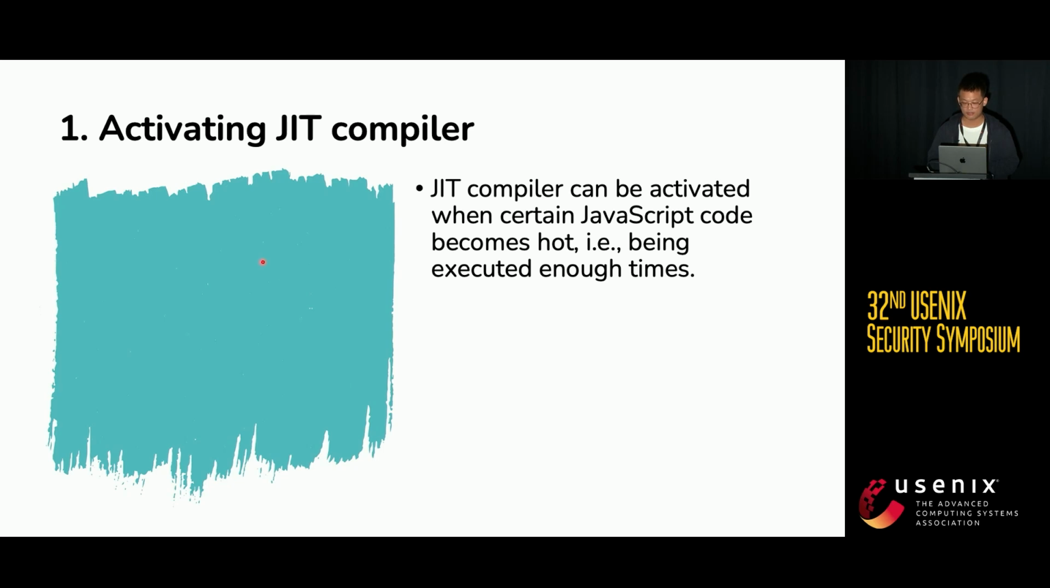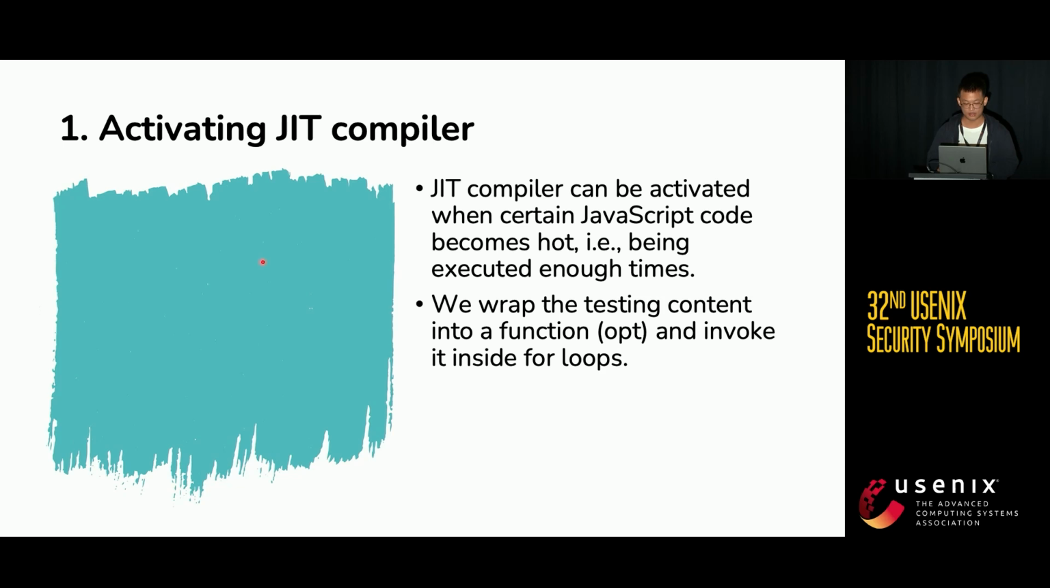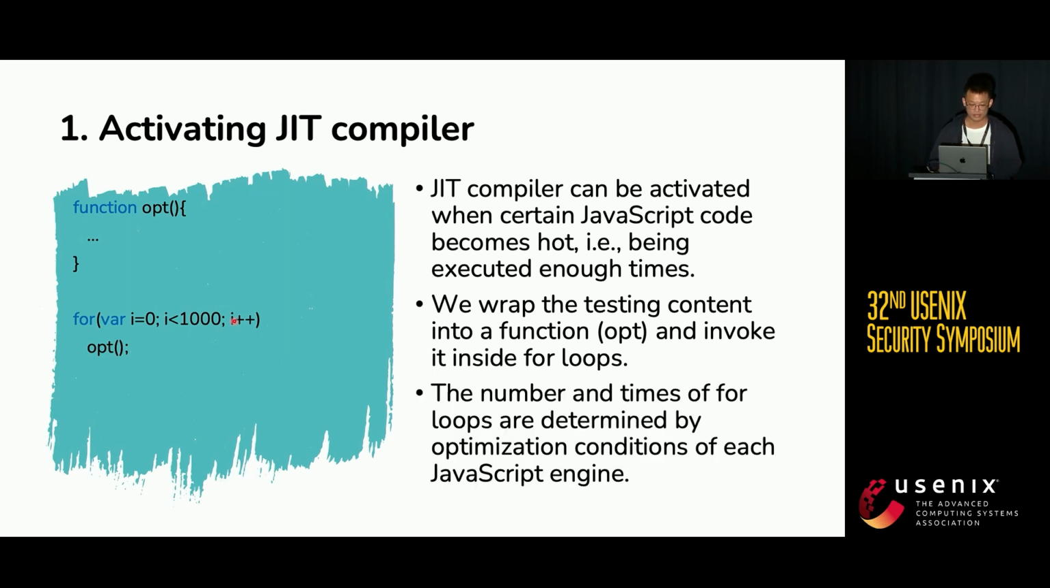For the first step, from the specification, we know that the JIT compiler can be triggered automatically when certain JS code is repeatedly executed, when it becomes hot. To do that, we wrap the testing content, the generated JavaScript source code, into a function called opt and invoke it repeatedly inside a for loop. You can see the example. In the example, we set the iteration number as 1,000. However, for a specific JavaScript engine, the threshold number should be different, and we manually investigate it and set it accordingly during real-world testing.